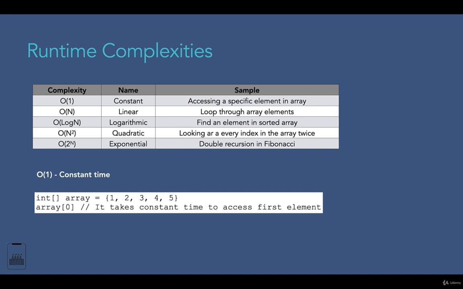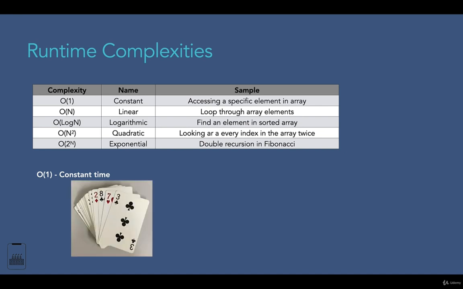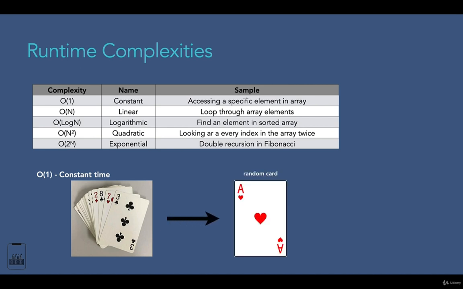In much the same way, if I had a deck of cards and I asked you to remove any card at random, you could simply grab a card from the deck without having to search through the entire deck. So this is a very easy task, and this takes constant time, whatever card we grab. So this is called constant time complexity.